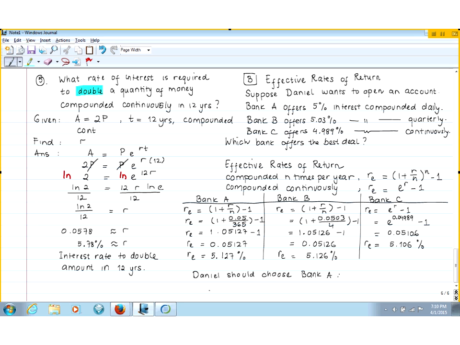Let's see. I guess we are actually finished with 4.7. So we practically did a lot of examples on using the two formulas for compounded n times per year and compounded continuously.